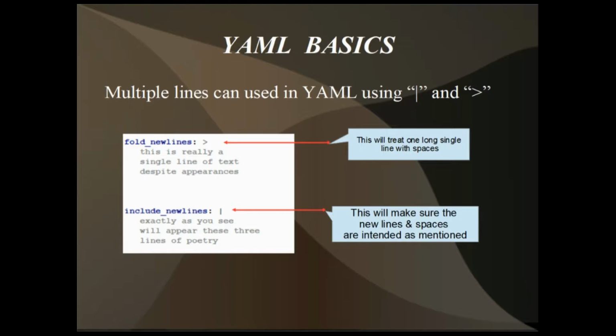The other way to declare multiple lines and make sure that the indentation remains intact is that you need to declare a pipe in front of the line which has the content. Okay, so that's how you can have multiple lines declared in YAML.